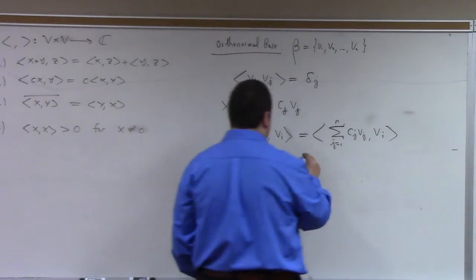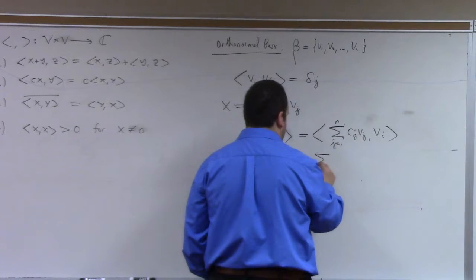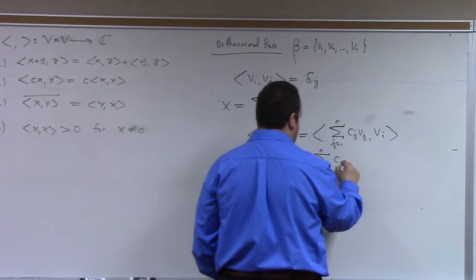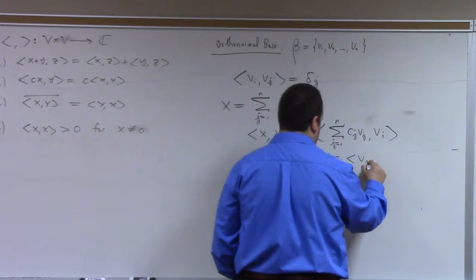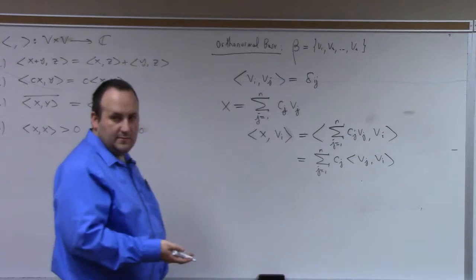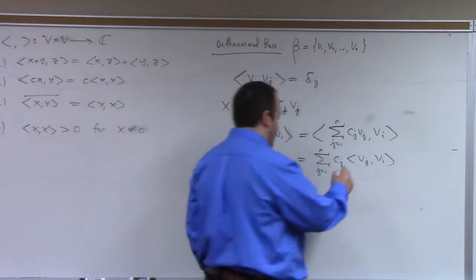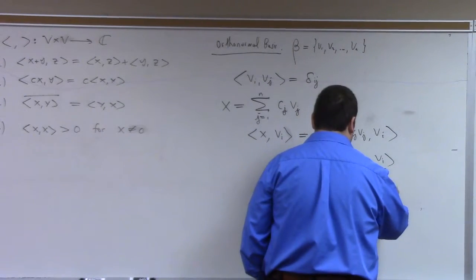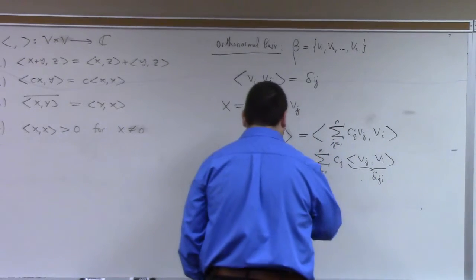Then using axioms A and B, we can pull out the sum and pull out the constants. Then we use the orthonormality. This gives me the Kronecker delta ji. The sum dies, and we're just left with Ci.